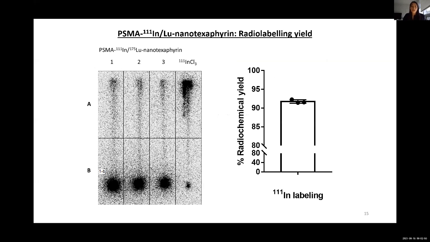And furthermore, when we looked at the radiolabeling, the radiolabeling method we used previously, with the PSMA included in our formulation, also showed over 90% chelation in terms of the radiochemical yield, showing that this introduction of PSMA did not interfere or cause any issues in the radiolabeling process.